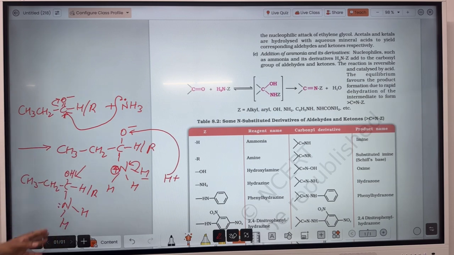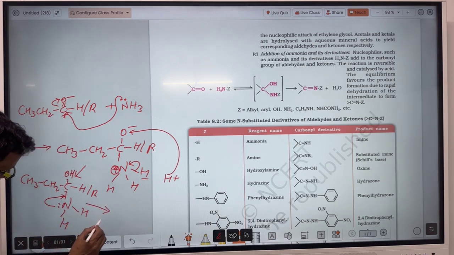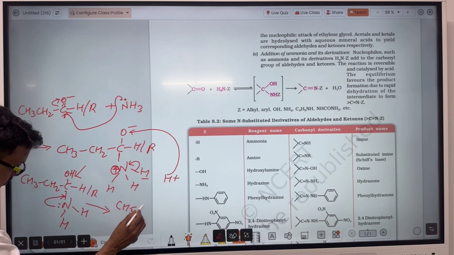So the product will be this. Now here is a lone pair of electrons on the nitrogen atom. So what happens? This lone pair of electrons will come here for the double bond formation. So there will again be a positive charge on the nitrogen. So what will be?